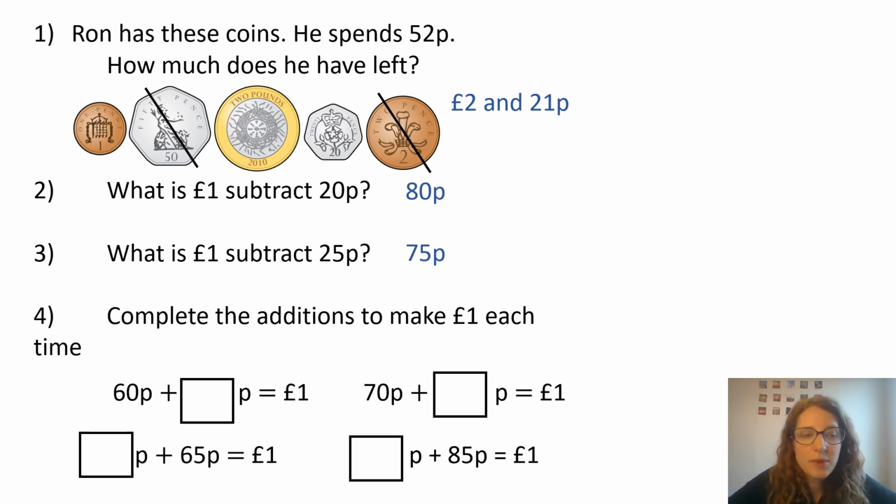And then the last one, 4 questions. Okay, so each one needs to equal £1. So 60 add 40 gives us £1. 70 add 30 gives us £1. Then we've got 35 add 65 gives us £1. And our last one is 15 pence add 85 pence equals £1. So well done if you got them. Don't forget your pound and pence symbols as well.